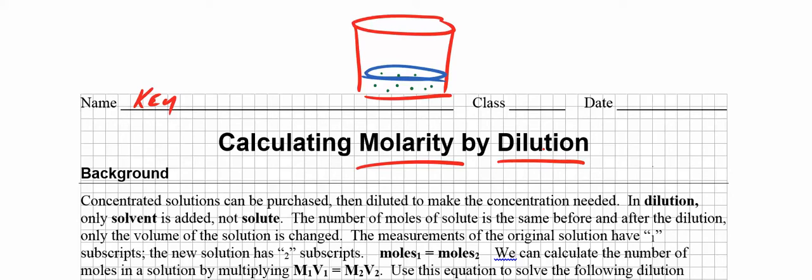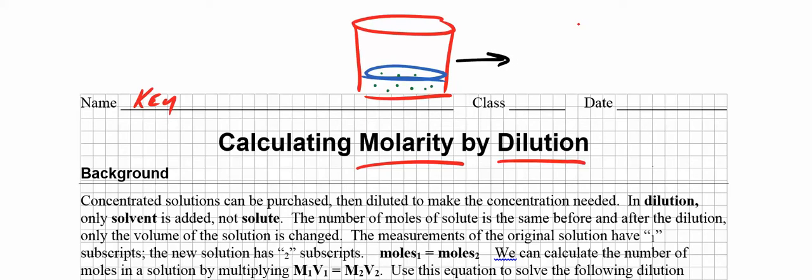Now let's talk a little bit about dilution. What do we mean by dilution? Well, I think we all have an intuitive feel for this word. Dilution means to make the substance less concentrated. So let's just say that I have the solution that I'm talking about here, and I want to make it more dilute. How would I do that?